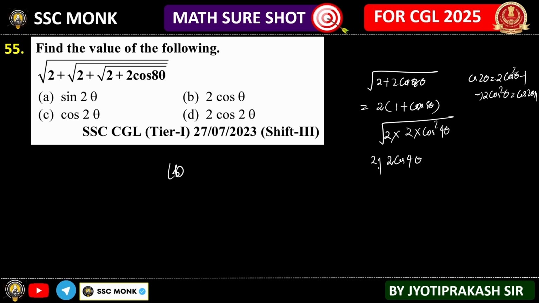Clear? I'll just simplify it further. In the next expression it will be 2 cos 2 theta. Then in the last expression it will be 2 cos theta. If you simplify the same way, you will get that same answer.